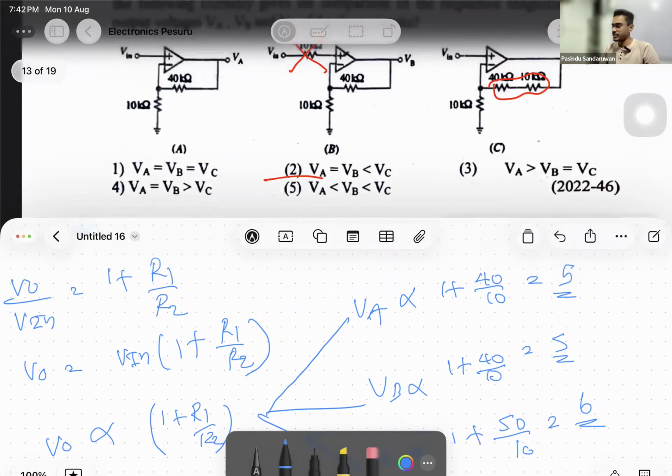So that's the end of op-amp questions. Okay, then we'll meet with logic gates in the next video.